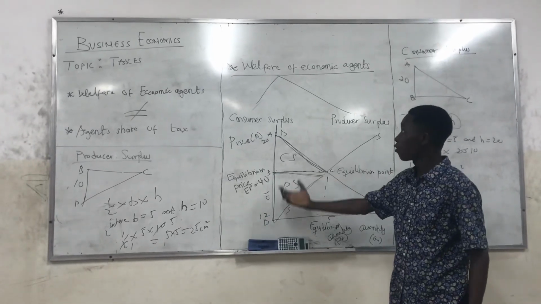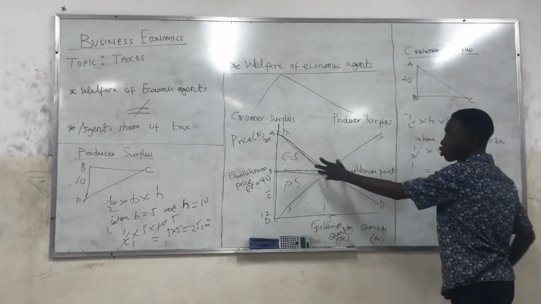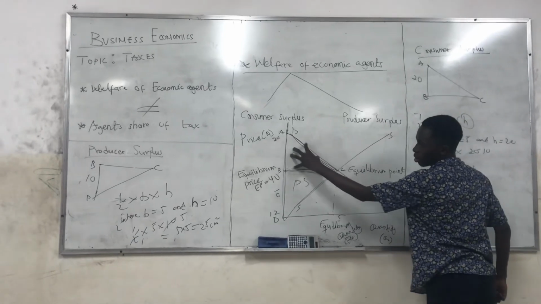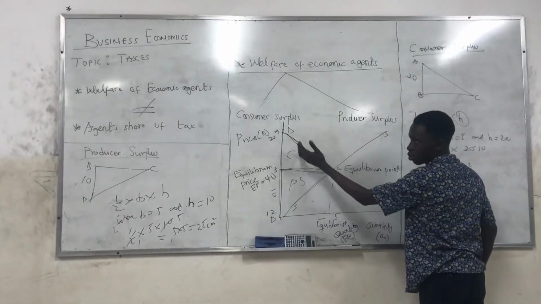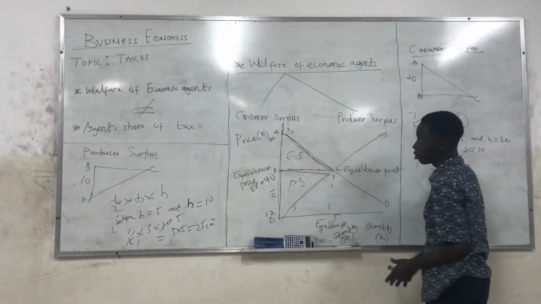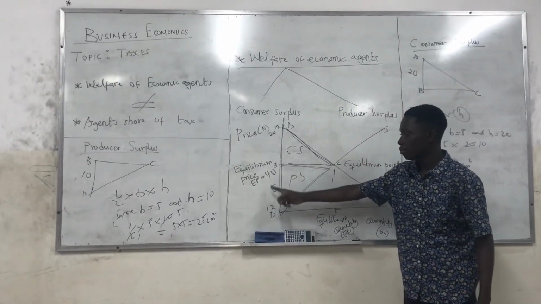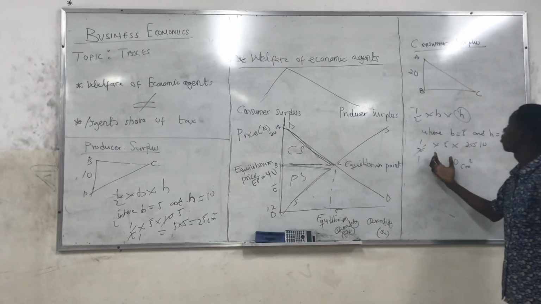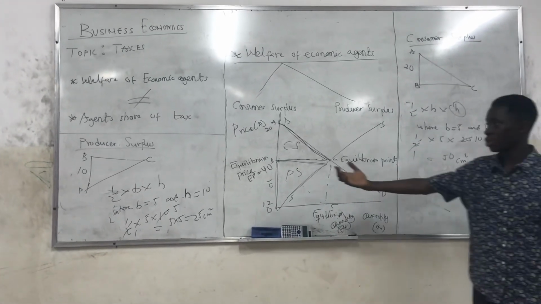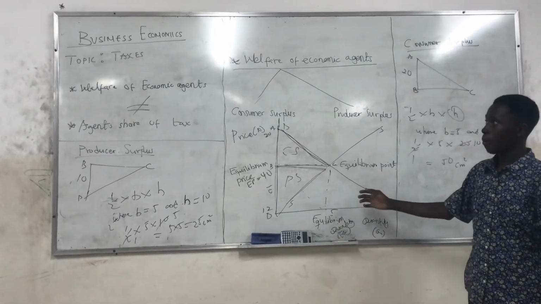There's the illustration for the welfare of economic agents. Consumer surplus is the diagram above the equilibrium price, which is ABC. Producer surplus, the diagram beneath the equilibrium price, which is BDC. This is how we calculate for consumer surplus and producer surplus. So this is all on taxes.